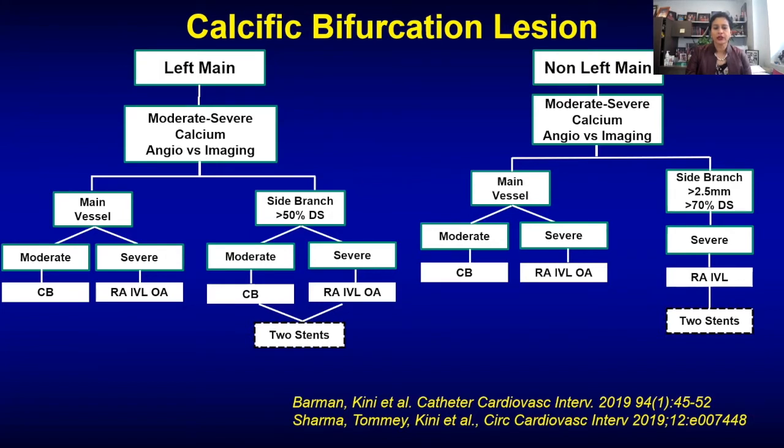But if the side branch has severe calcium, you may have to do atherectomy, even atherectomy of the side branch, and then do a 2-stent technique. For the non-left main, for the main vessel, it is the same. If you have moderate calcium, cutting balloon. Severe calcium, do OA, IVL, or RA. If the side branch is large and you have more than 70% diameter stenosis and the lesion is longer, you can also consider rotational atherectomy, OA, IVL, and then do a 2-stent technique.